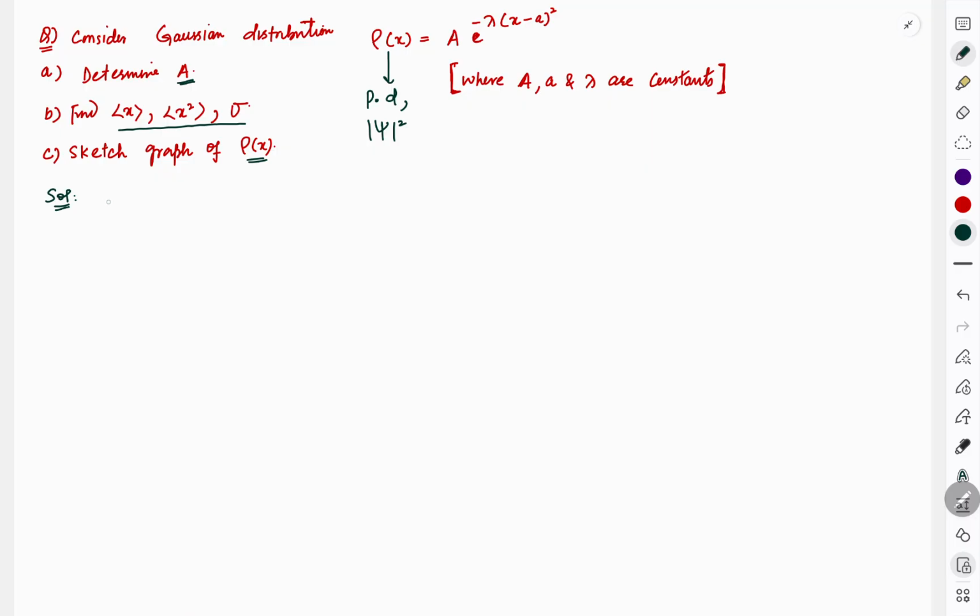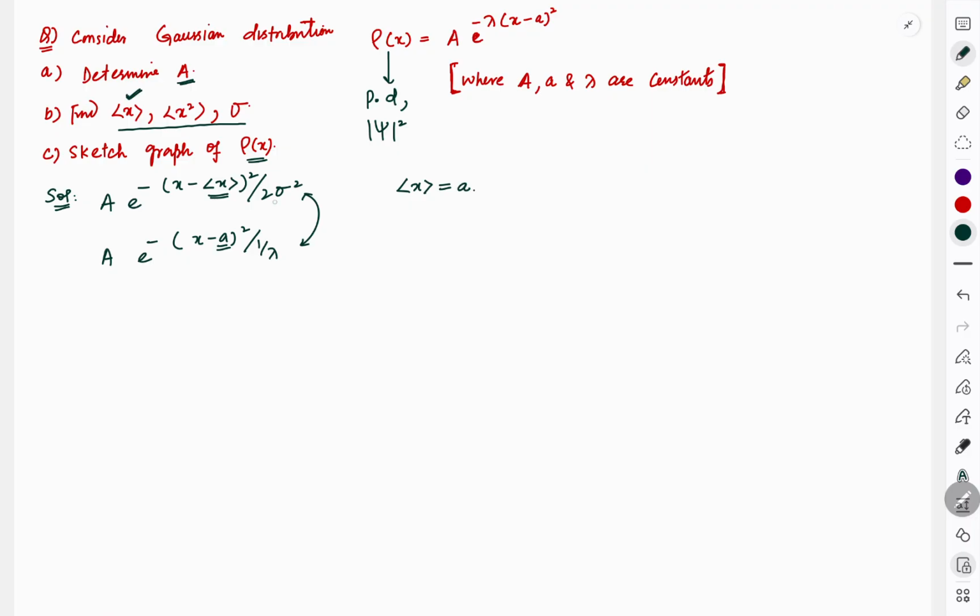Let's compare it with this form: a e power minus (x minus expectation value of x) whole square divided by 2 sigma square. If we compare our result with this, then we can write (x minus a) whole square divided by this lambda as 1 over lambda. Now these two are comparable, and we can easily find that the expectation value of x is equal to a. So this is this one.